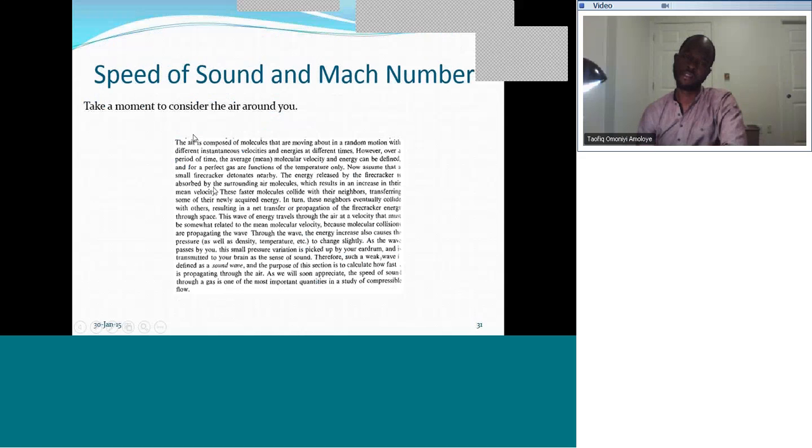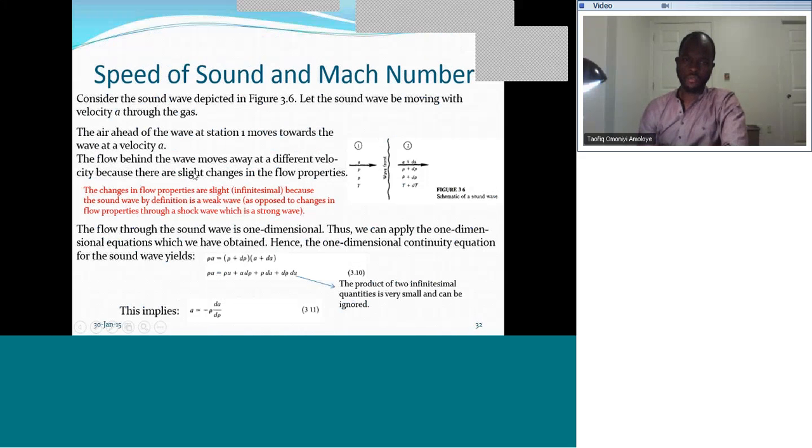If you consider the sound wave depicted in figure 3.6, and let the sound wave be moving with velocity A through the gas, the changes across the sound wave can also be thought of as a one-dimensional flow. So the one-dimensional flow equations which we've obtained in the previous slides can be applied to the flow across the sound wave. Like before, we define the flow station in front of the sound wave to be station 1, and the station of the flow behind the sound wave to be station 2.